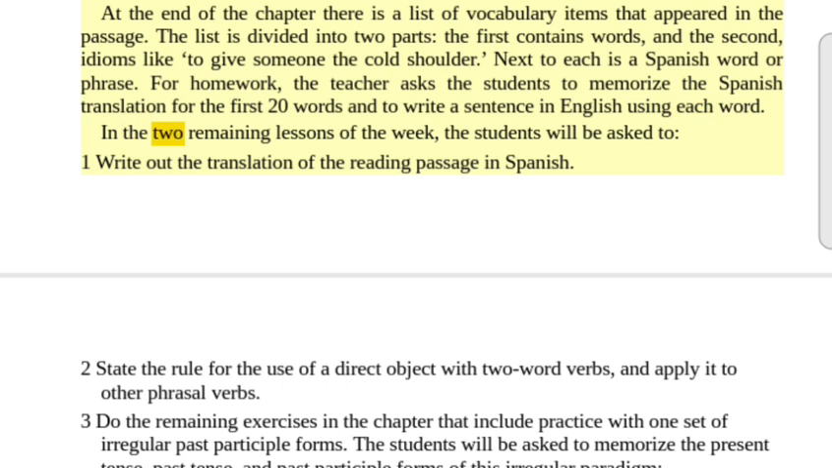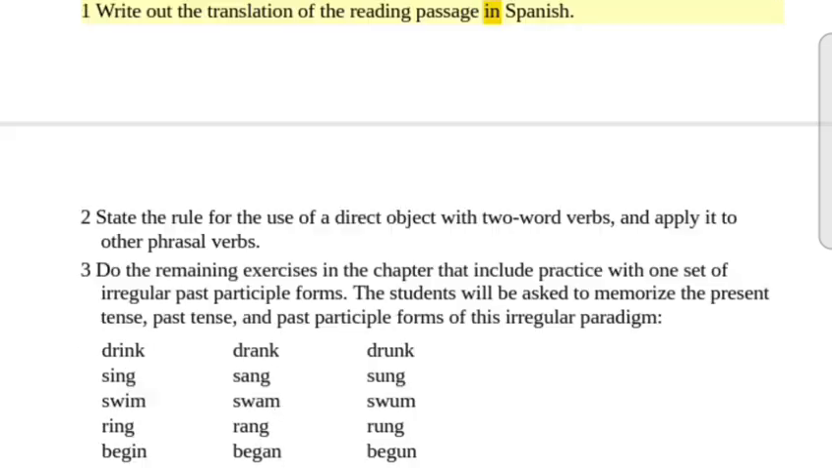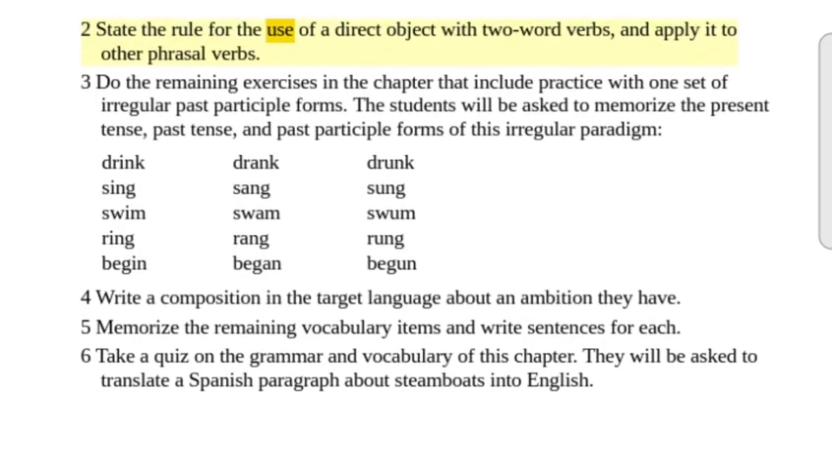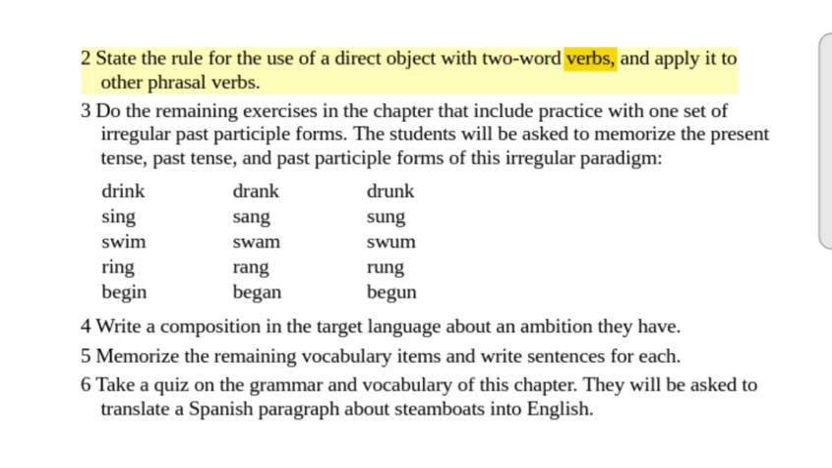In the 2 remaining lessons of the week, the students will be asked to: 1. Write out the translation of the reading passage in Spanish. 2. State the rule for the use of a direct object with two-word verbs, and apply it to other phrasal verbs. 3. Do the remaining exercises in the chapter that include practice with one set of irregular past participle forms. The students will be asked to memorize the present tense, past tense, and past participle forms of this irregular paradigm: drink, sing, swim, ring, begin; drank, sang, swam, rang, began; drunk, sung, swum, rung, begun.